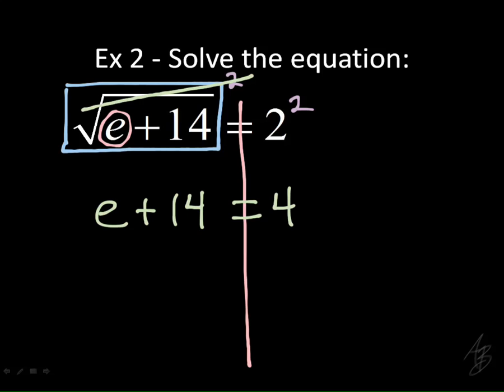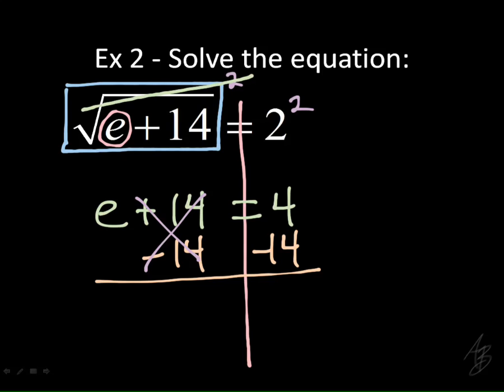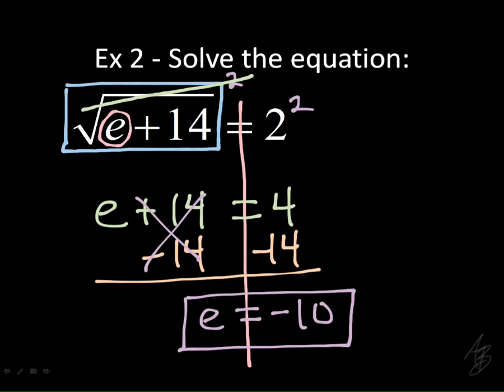Okay, good. And then minus 14 on both sides. And then cancel. Okay, so the plus 14 and the minus 14 cancel, and we get e, you said? And on the right side? -10. -10, good. So one's positive, one's negative, which means we subtract, right? And 14 minus 4 is 10, but the bigger number, the 14, is negative, so we get a -10.